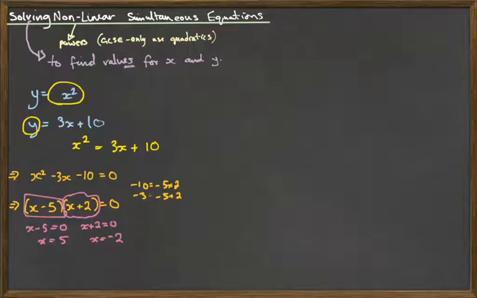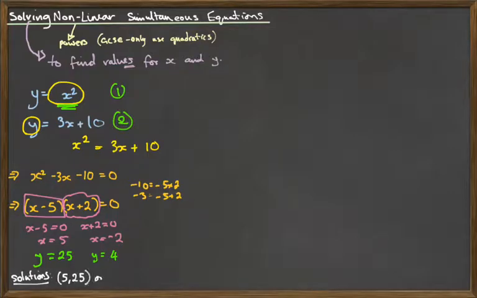So we've got two values for x now, as I said. So what we're going to do is find the values for y. Now you would plug each one of these x values into one of the equations. So I'm going to put them into equation 1. So I know that y is x squared, so that means y is 5 squared, which is 25, and for the other one, y is minus 2 squared, which is 4. Okay. So the solutions are x is 5, y is 25. I could write it as a coordinate, or x is minus 2, y is 4.